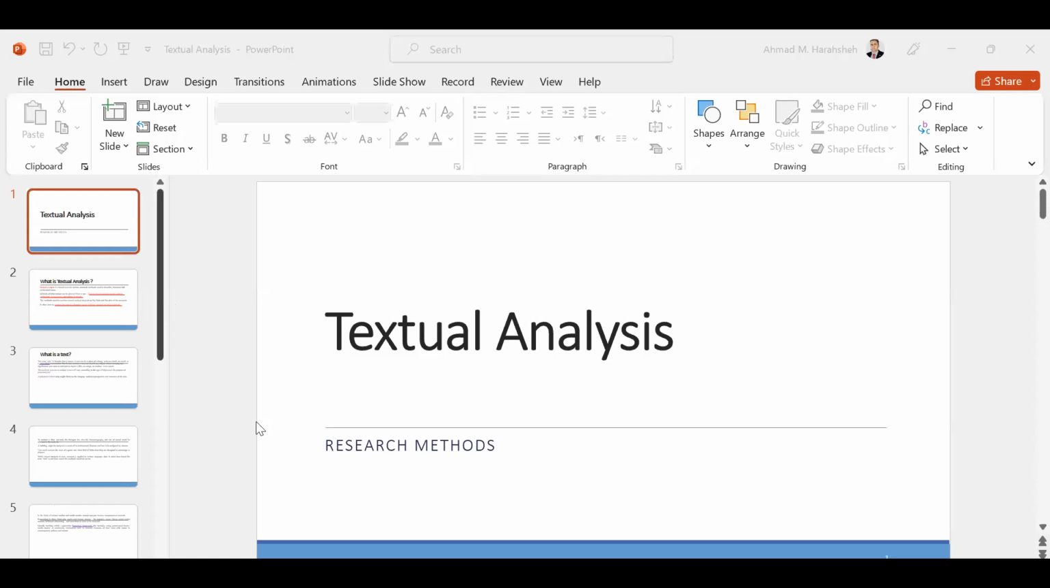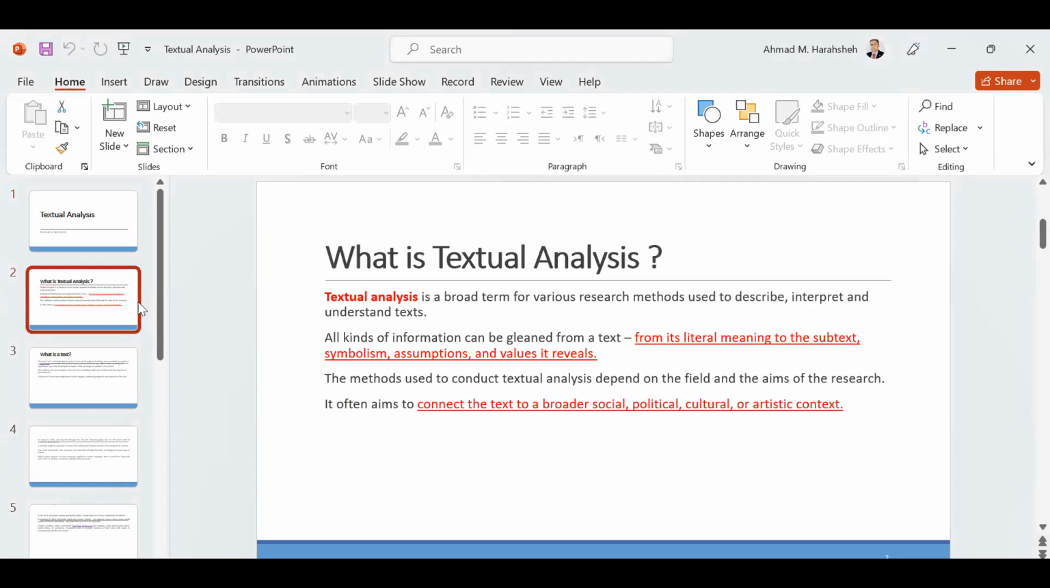Yeah, this is another approach for analyzing your data. What is textual analysis? From the title, we see "text", right? So we are dealing with text.